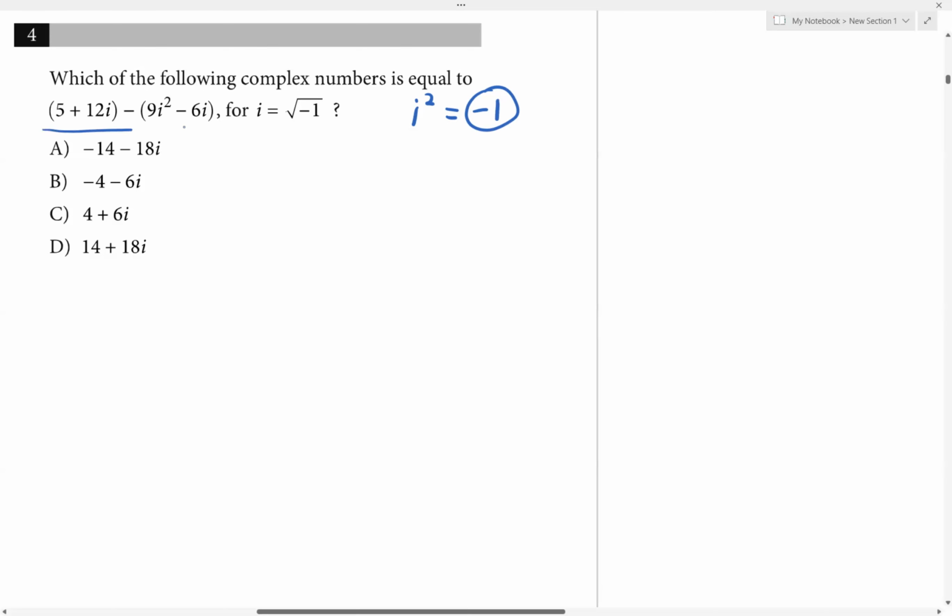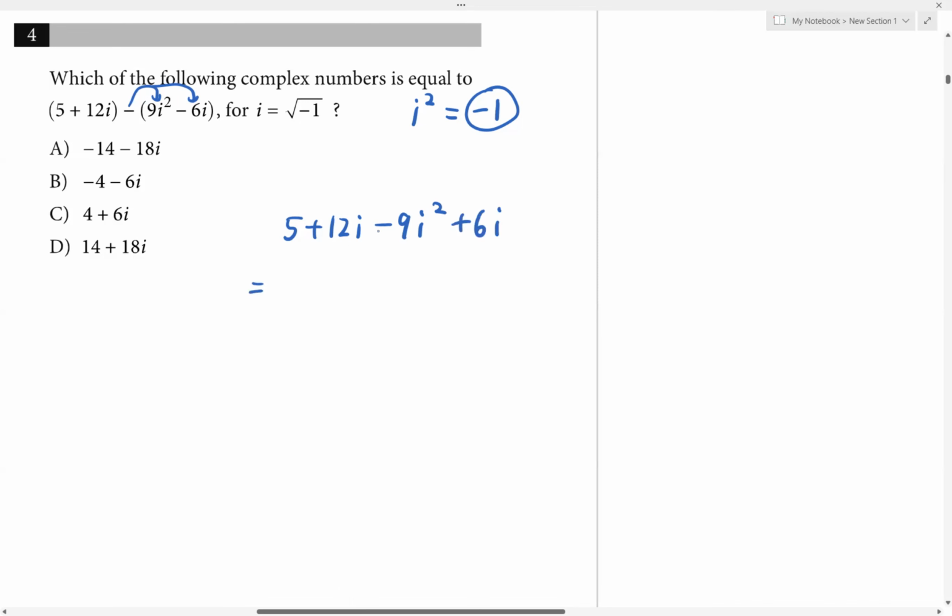For the first parentheses, 5 plus 12i, there's nothing in front to distribute, so we can just get rid of the parentheses. We just have 5 plus 12i. But for the second parenthesis, we do have to distribute a negative, since we have a negative multiplier in front. So let's distribute. We get negative 9i squared, and then negative times negative 6i will be positive 6i.